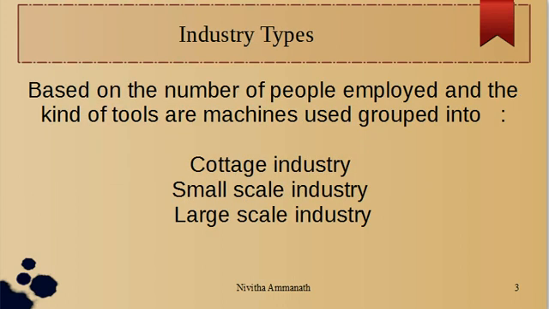Industry types. Based on the number of people employed and the type of tools used or power used or the machines used, industries are grouped into cottage industry, small industry and large industry.